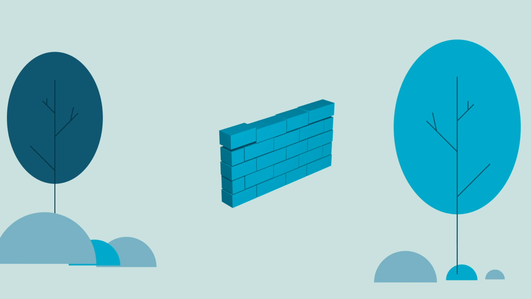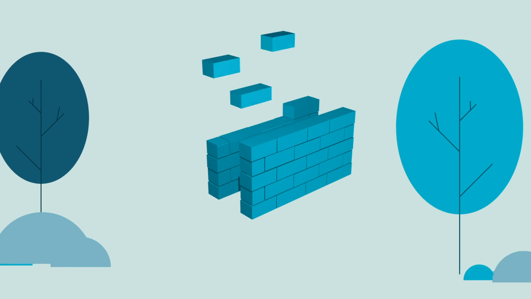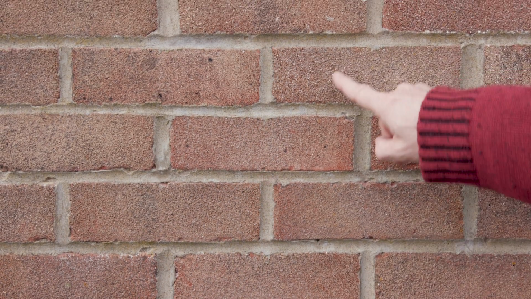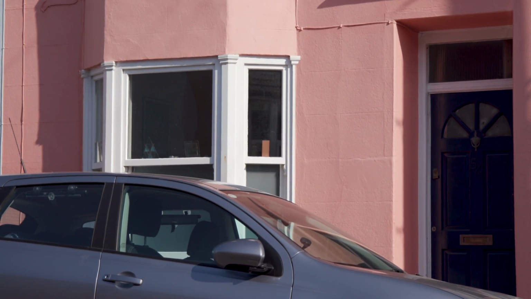Cavity walls, on the other hand, are built with a separate inner and outer leaf, with no bricks laid across the wall. All the bricks you see in the outer leaf are laid lengthways, so they all look the same size.